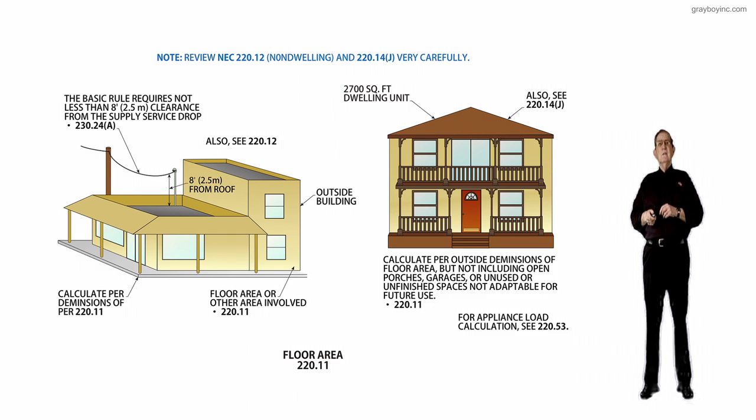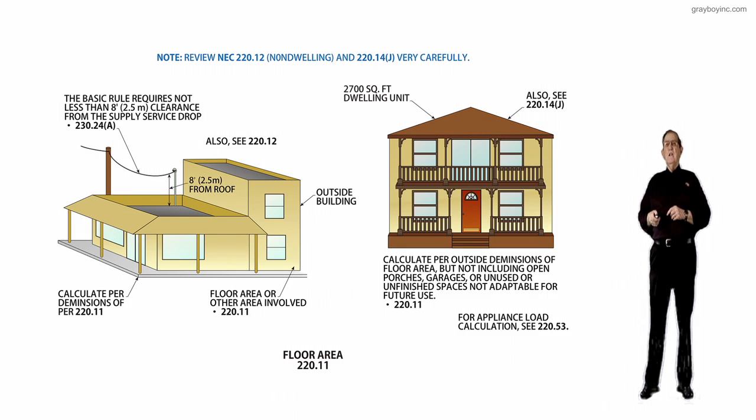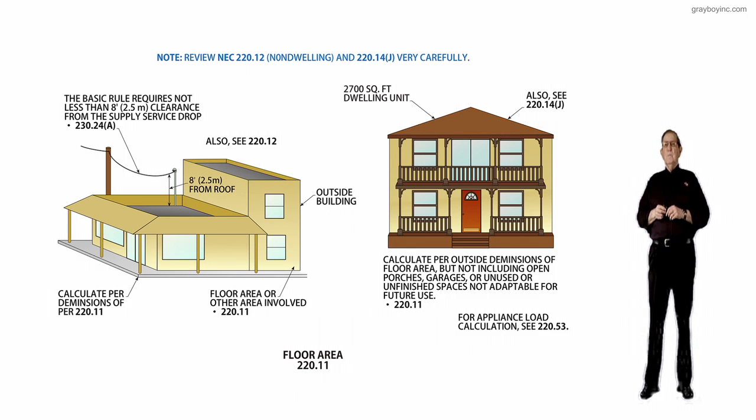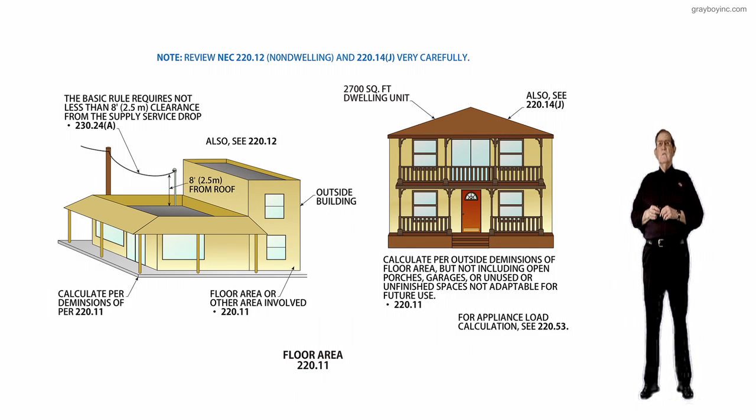So we calculate per dimensions that are listed in 220.11. That gives you your floor areas that you would have to consider. And then notice to the right at the bottom, it says the floor area or other area involved. See 220.11 to determine what you have to include in the floor area. And then go to your Table 220.12 and Section 220.12 to pick up your VA rating.